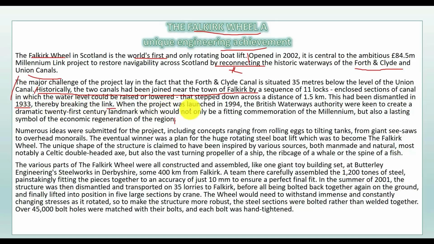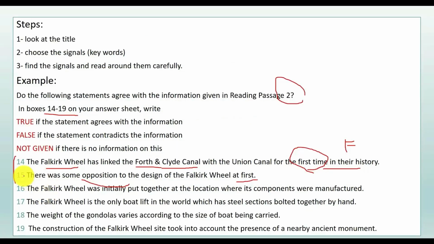But when the project was launched in 1994, the British Waterways Authority were keen to create a dramatic 21st century landmark which would not only be a fitting commemoration of the millennium, but also a lasting symbol of the economic regeneration of the region. And as you see, before the year 2002, these two canals were connected historically, and then we had other projects in 1963 and 1944. Now let's go back to the next question.